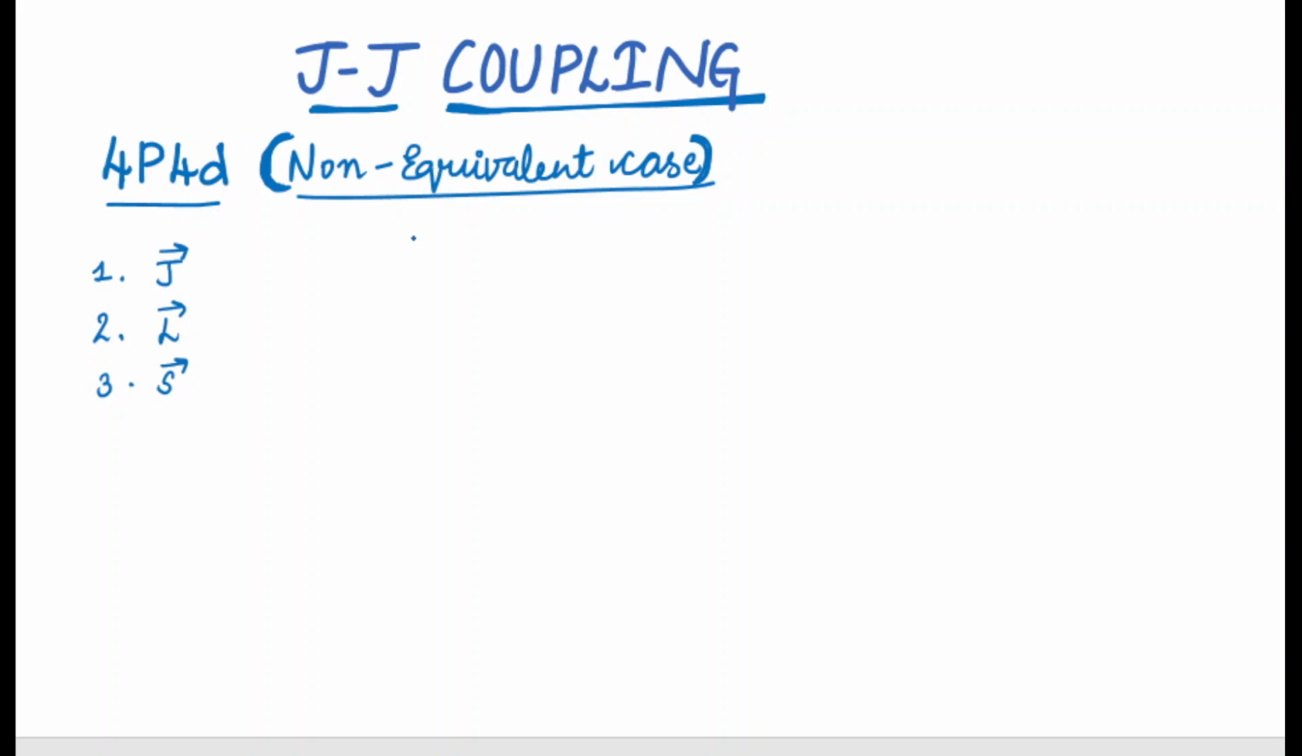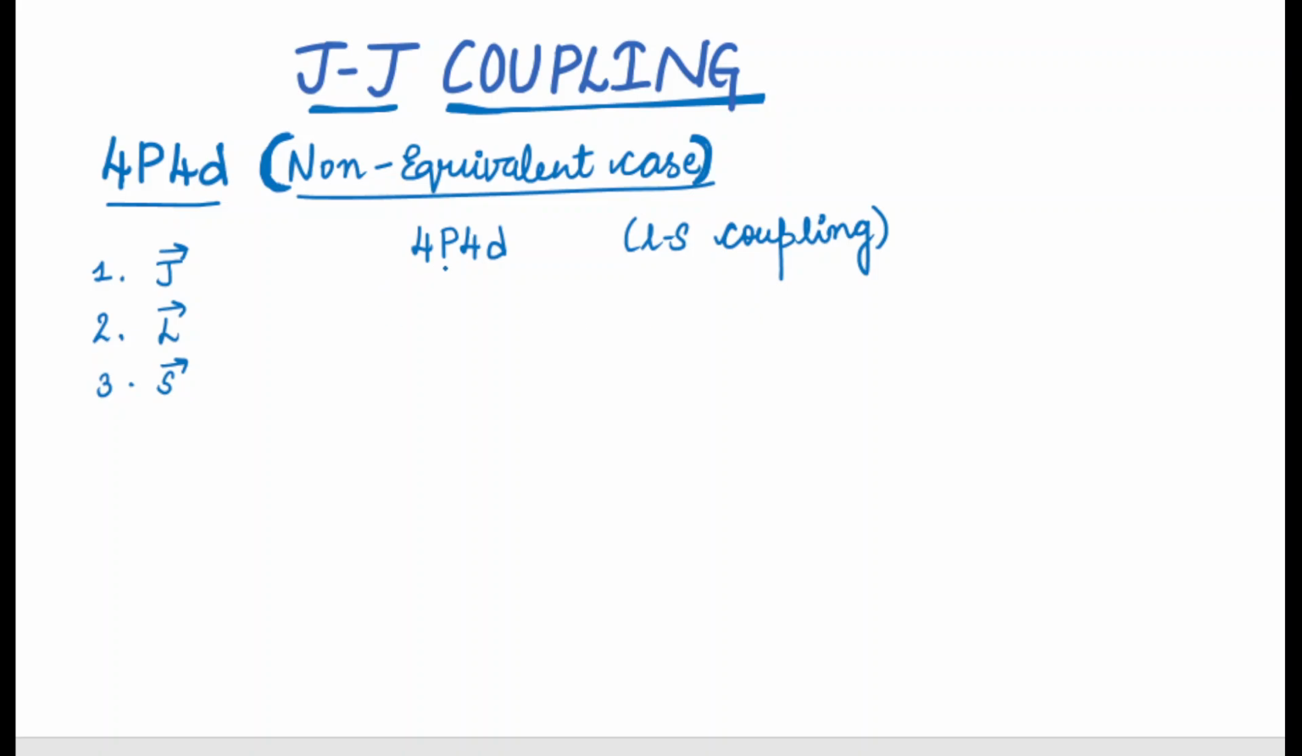What we have is 4P and 4D. Now, this problem, JJ coupling, cannot be solved without taking LS coupling into consideration. Similar to LS coupling, we do the steps. What was the first step in LS coupling? Spin-spin correlation: we find the values of S1 and S2, then the values of L1 and L2, and finally the value of J. Up to here both are the same.